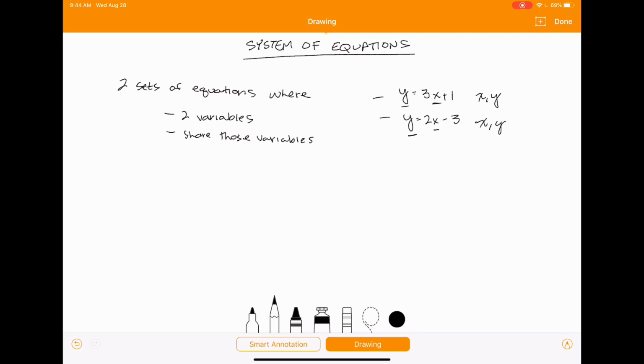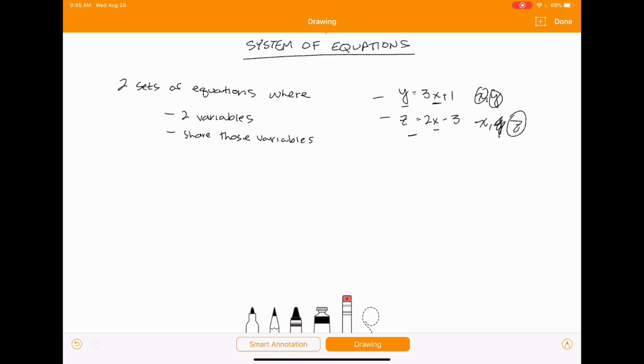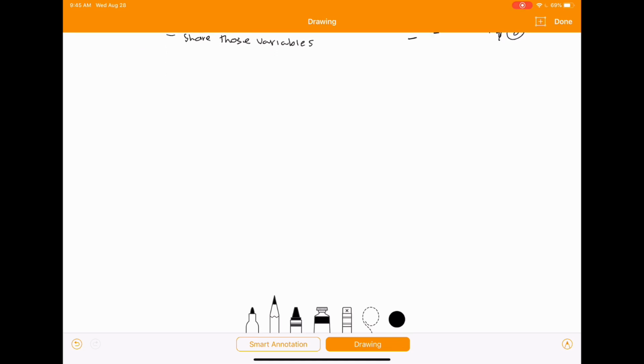Now if, for example, we changed this second equation to z equals 2x plus y, that would now make this have x and z, which would give you a total of 1, 2, 3 different variables and only two equations. So you couldn't solve that system of equations. In order to solve a system of equations, you've got to have the same number of equations as you do unknown variables. That's really important.